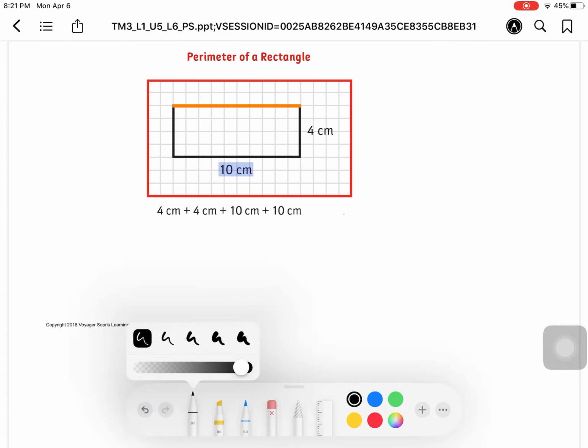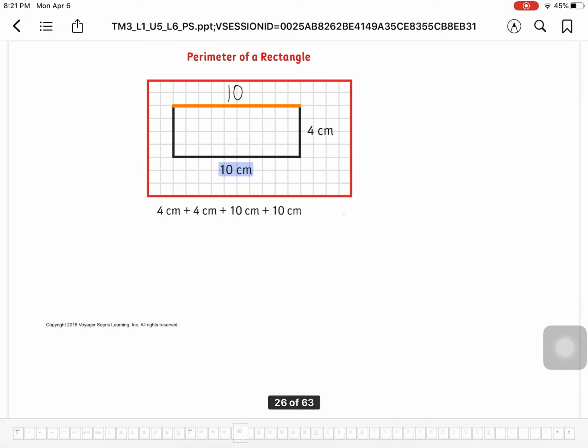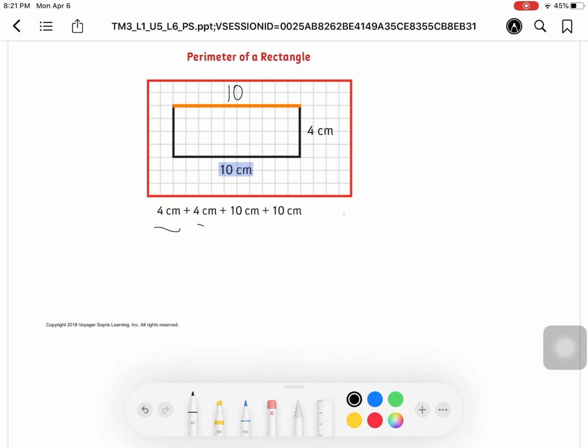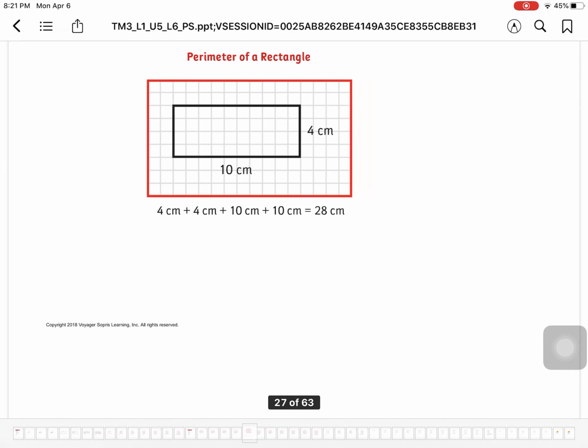So then I know the opposite side of this one is also 10 because opposite sides are the same in a rectangle. So now I can add the 4 and the 4 and the 10 and the 10. If I add all of those together, I'm going to get 28 centimeters. And again, they labeled, so the answer for this one is 28 centimeters. Okay.